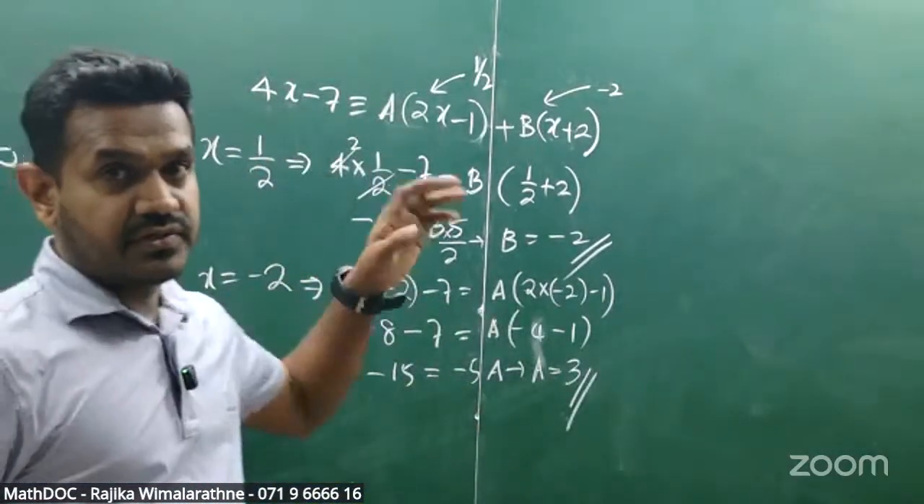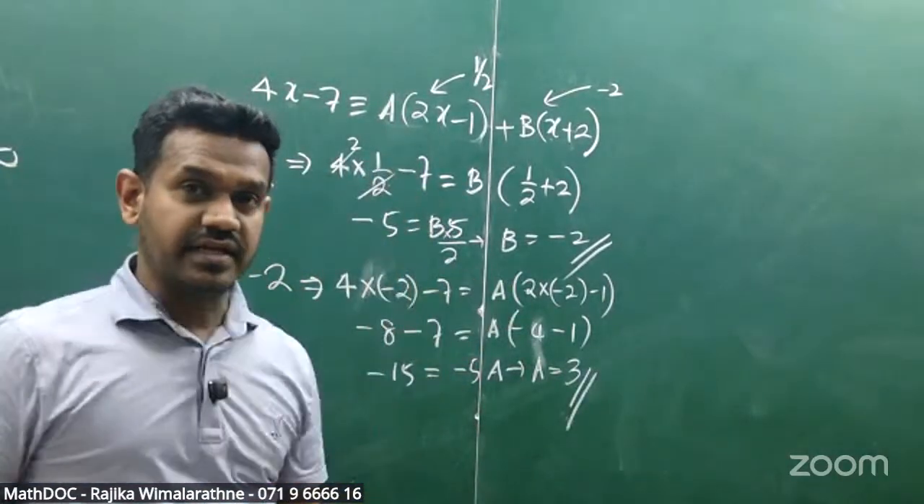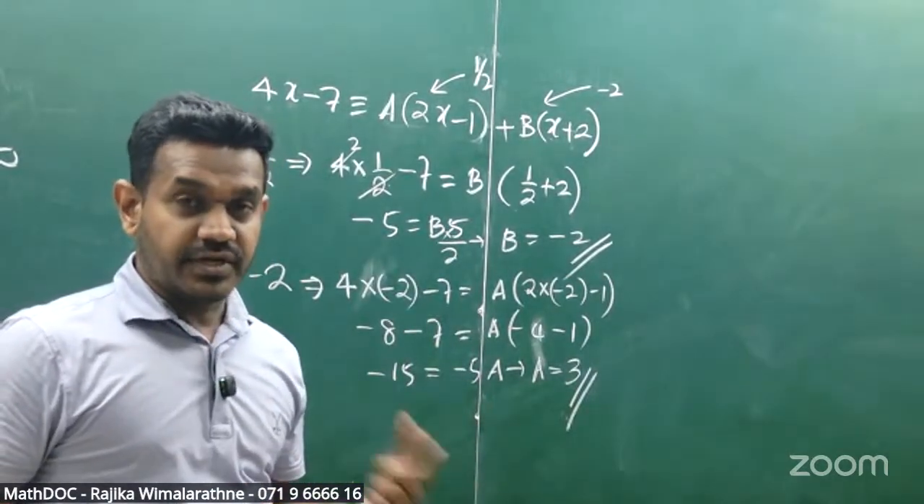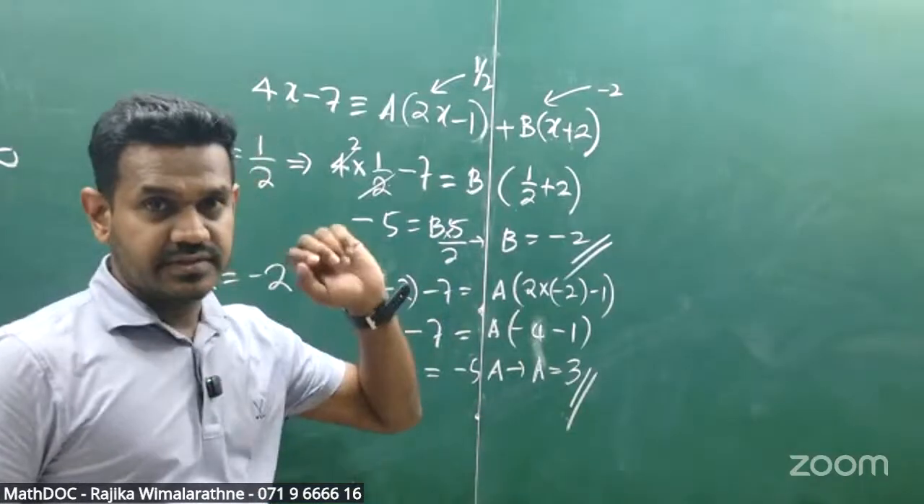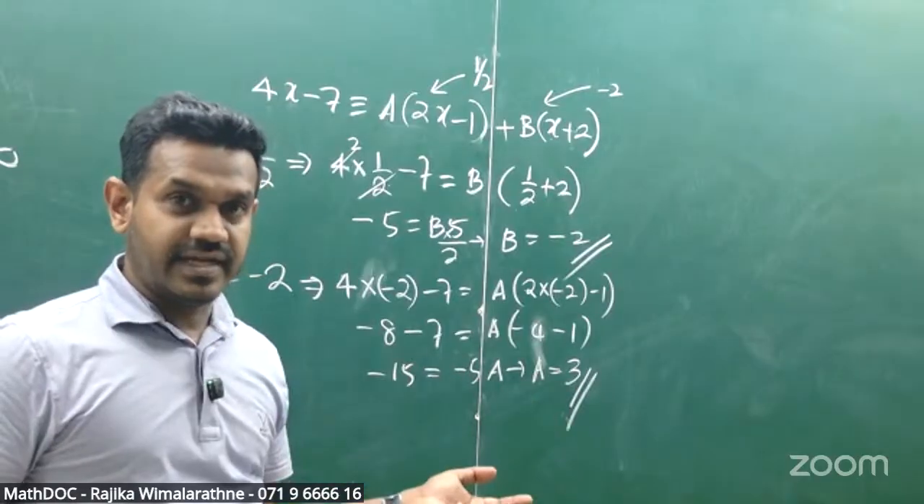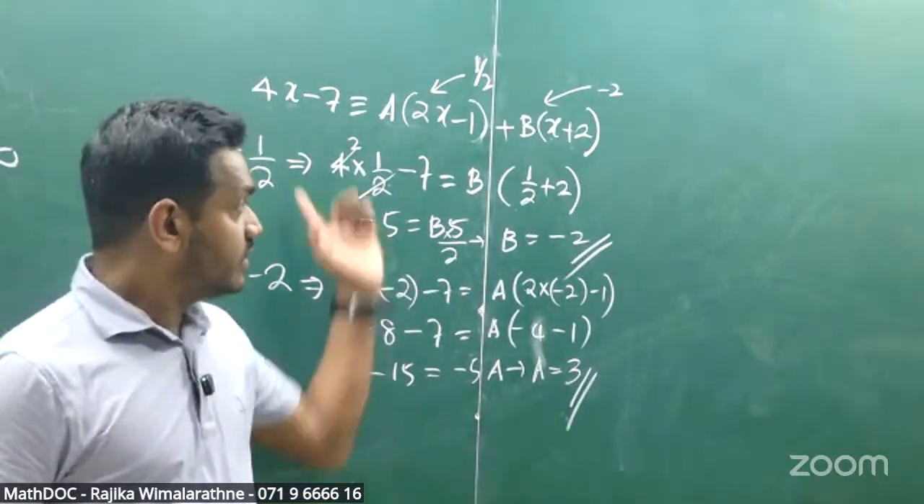In such an identity, you can substitute any real value, and on both left and right hand sides the result will be the same. But you had better substitute factor zero values, then you can find the unknowns. Usually we consider x the variable, and a, b, c those are the unknowns. Okay, do that example.